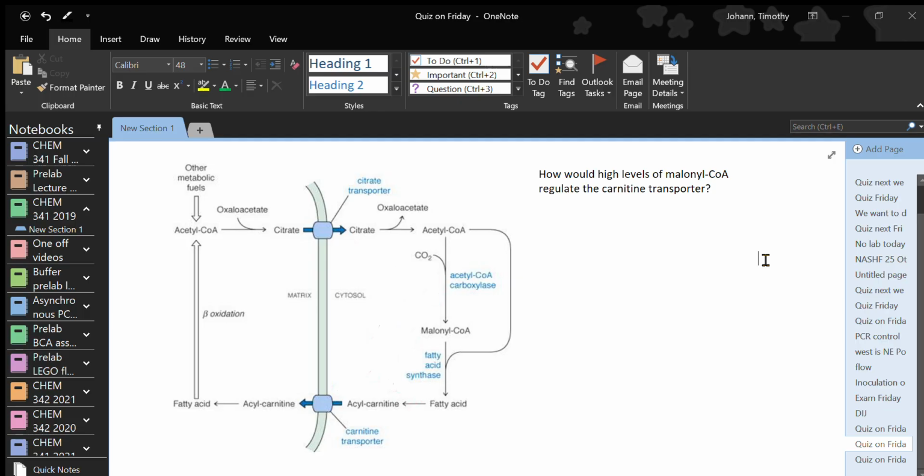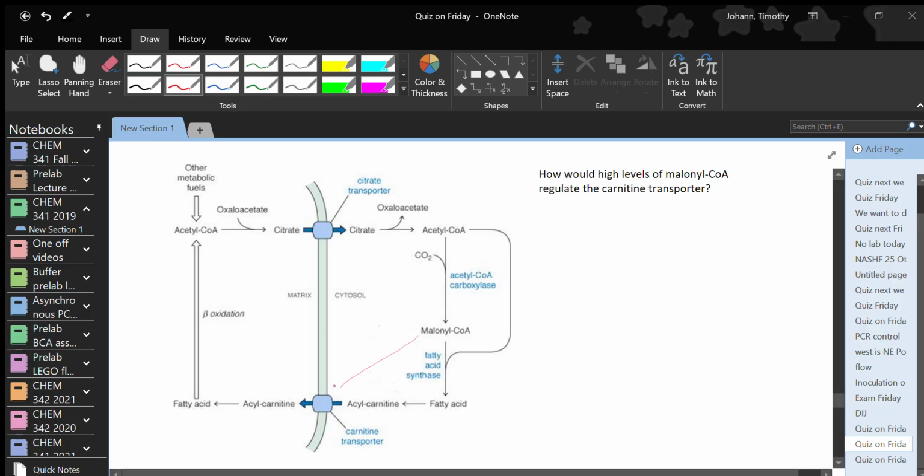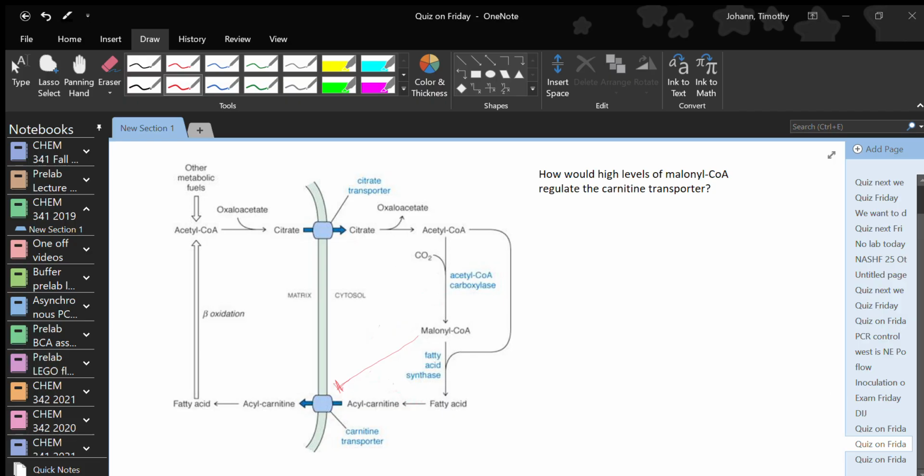Okay? So you see this thing is a cycle, but it's not actually running as a cycle. So it's going to be regulated so that doesn't happen. So if we think about malonyl-CoA, high levels of malonyl-CoA would inhibit the carnitine transporter. You don't want to transport them into the mitochondria because they'd be broken down. You don't want them broken down. You're building them. Okay?